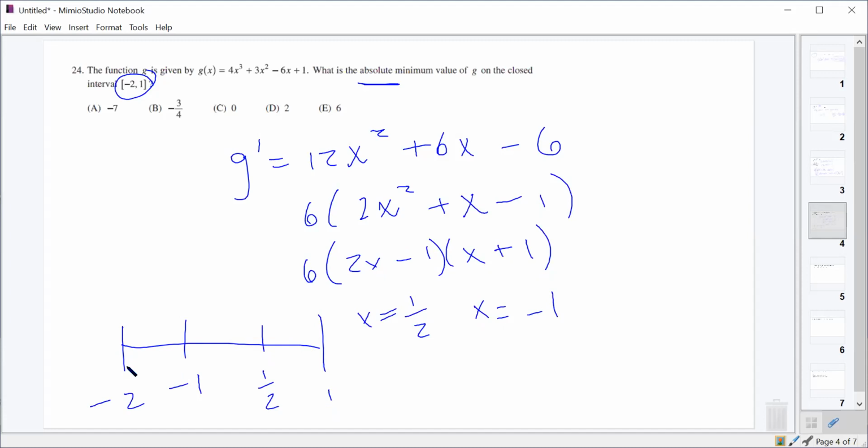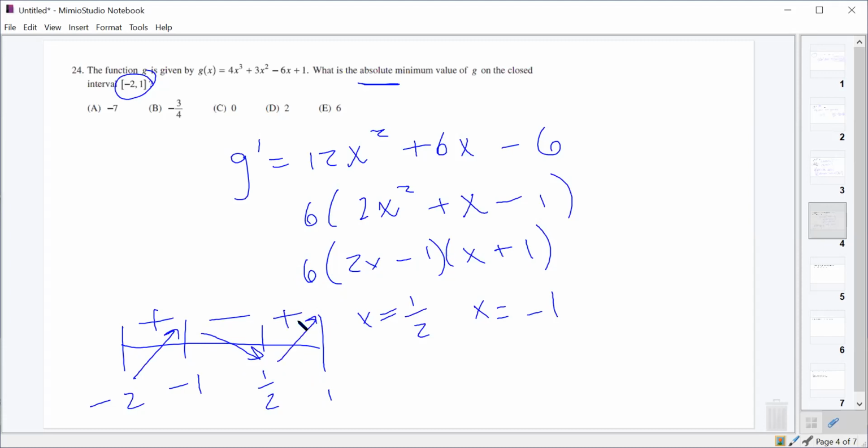If we plug in something between negative 2 and negative 1, like negative 1.5, negative 1.5 times 2 minus 1 is still a negative, and then negative 1.5 plus 1 is still a negative, so this is positive. So we are increasing. Then between negative 1 and a half, like 0, we get positive times a negative times a positive, so negative, and we're decreasing. And then between a half and 1, like 3/4, we have a positive and a positive, so we're increasing.